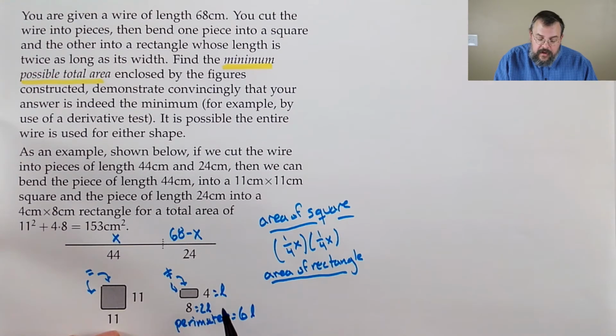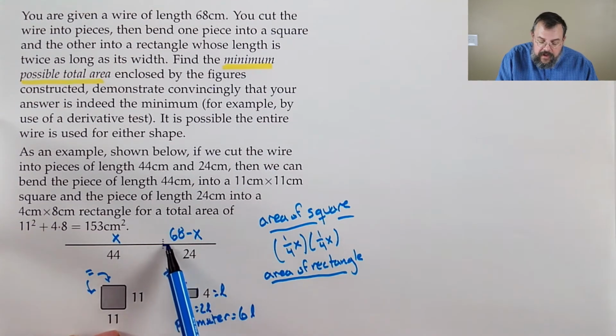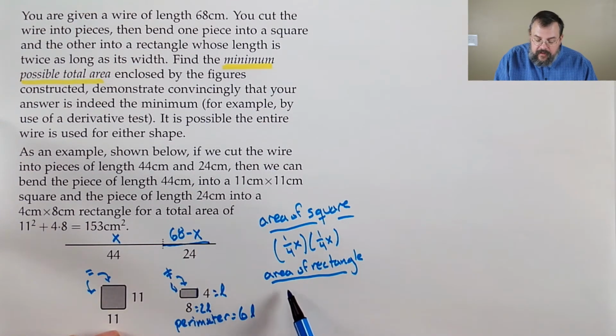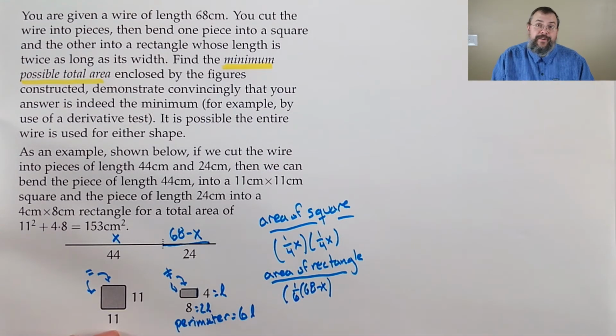Okay, good. So now what do I have? Well, this length here will be 1/6 of 68 minus x. So 1/6 times 68 minus x. Ooh, I'm already regretting my choices, but that's okay.